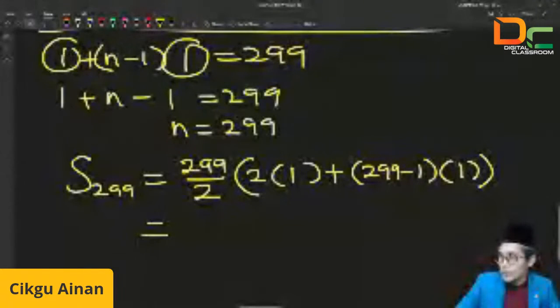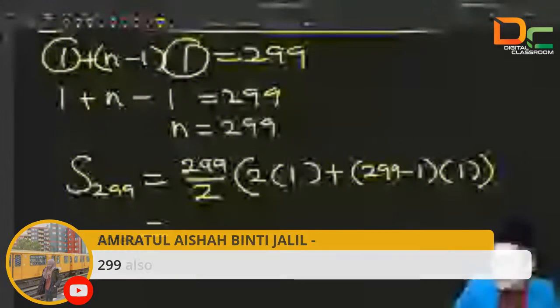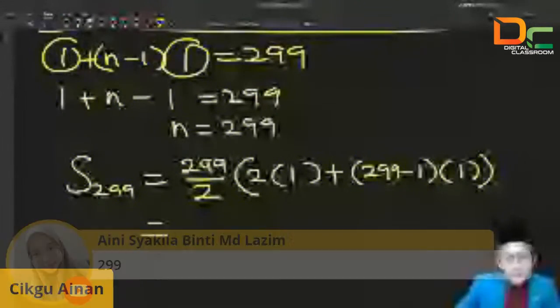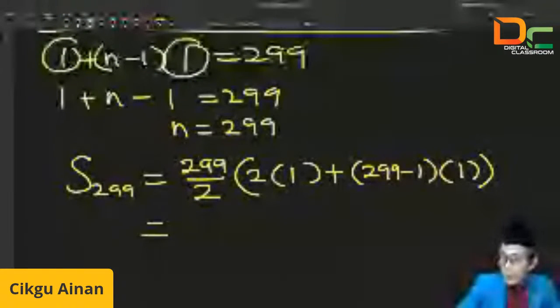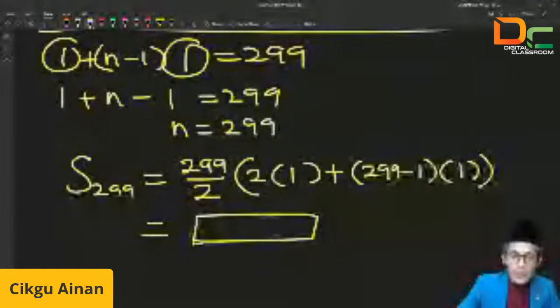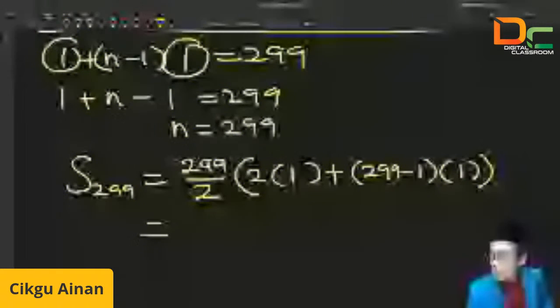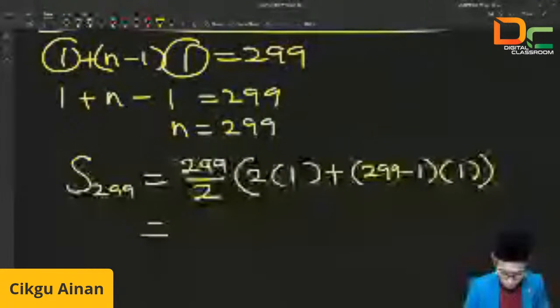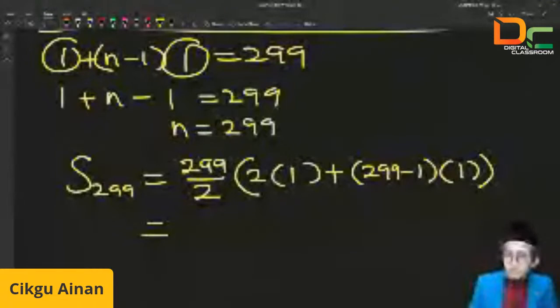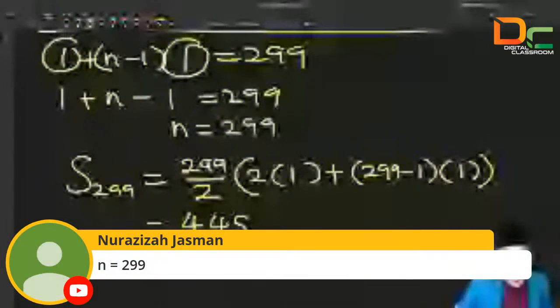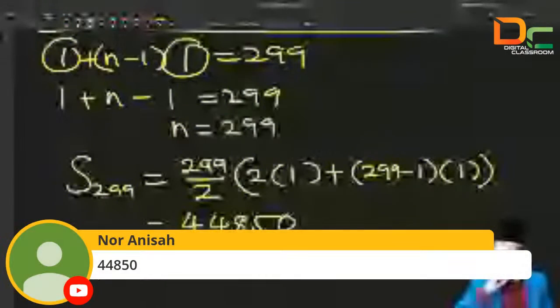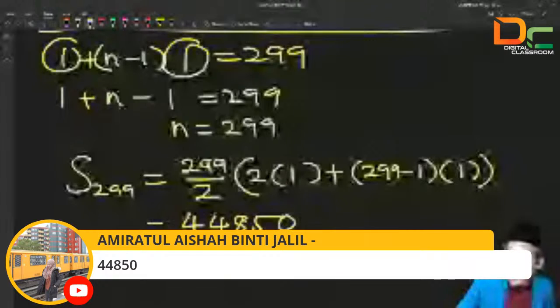Okay. 299 also. Bagus. Bagus Azhani. Now maybe you all can help me find this one. Calculate. Tekanlah kalkulator kamu tu. Kalkulator kesayangan. And then maybe you can comment the figure. $44850. Thank you sayang. 44850. Okay. Thank you Anissa, Mirol, thank you.